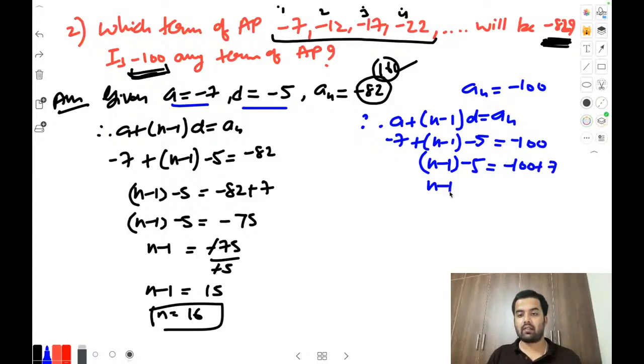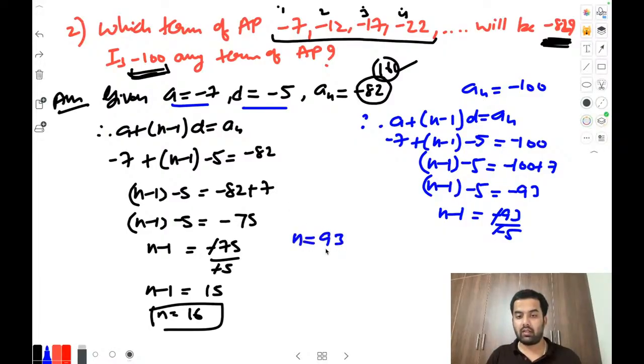Now next, (n minus 1) times -5, this becomes -93. Okay, last one, this becomes 93 upon -5. Minus minus cancel, and here I'm writing that step now. N equals 93 by 5 plus 1. So the last answer becomes, I'm just doing it directly here, 98 upon 5.